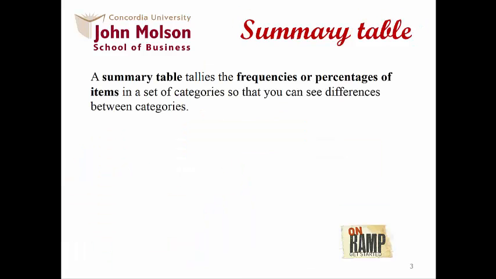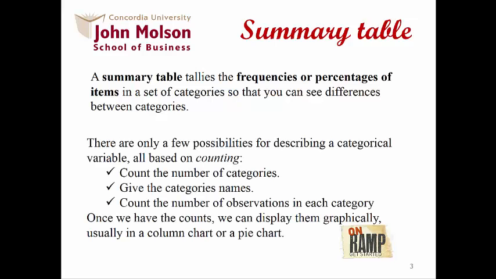So let us start with the summary table. What is it? What does it try to do? A summary table tallies the frequencies and or percentages of items in a set of categories so that we can see differences between categories. There's only a few possibilities for describing a categorical variable. It's mainly based on counting. We have to count the number of categories, identify them with a name, and then count the number of observations in each category. Once we have the counts, we can display them graphically, maybe using a column chart, a bar chart, a pie chart, or a Pareto.